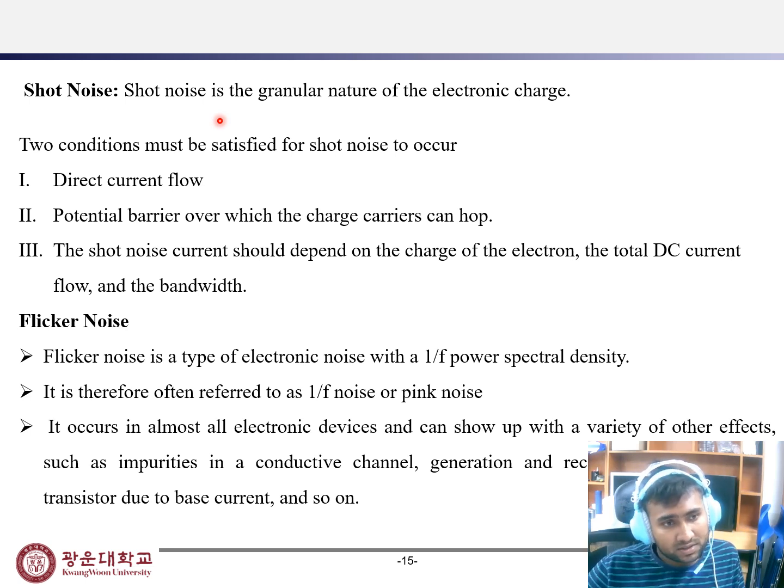Mainly flicker noise is a type of electronic noise with 1/f power spectral density. It is therefore often referred to as 1/f noise or pink noise. It occurs in almost all electronic devices and can show up with a variety of effects, such as impurities in the conductive channel, generation and recombination, mainly in transistors due to base current, and so on.